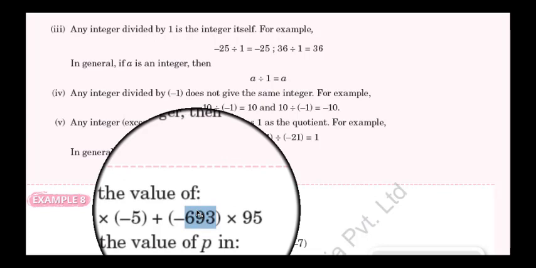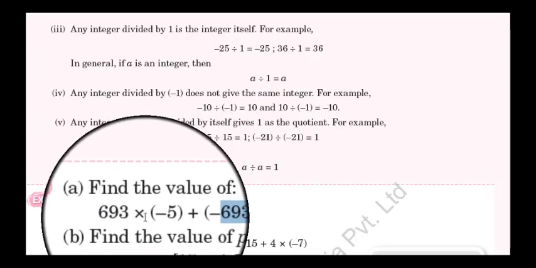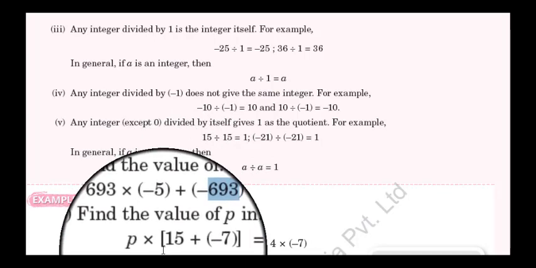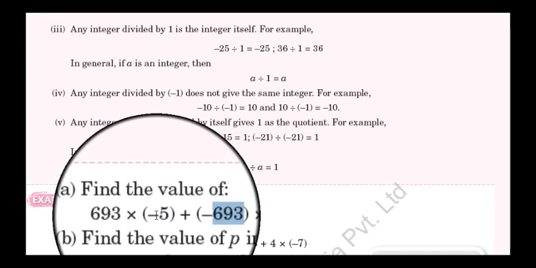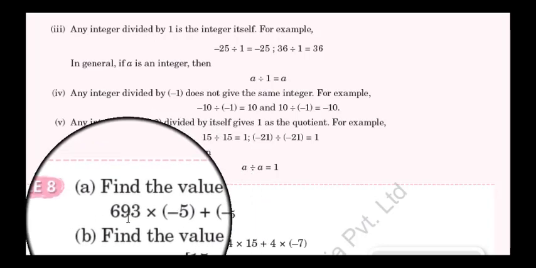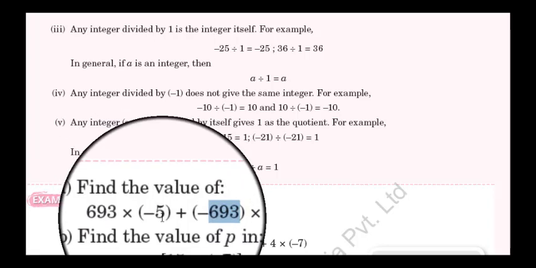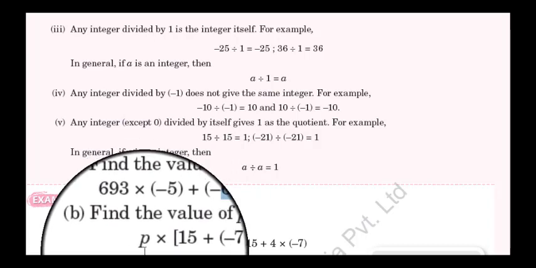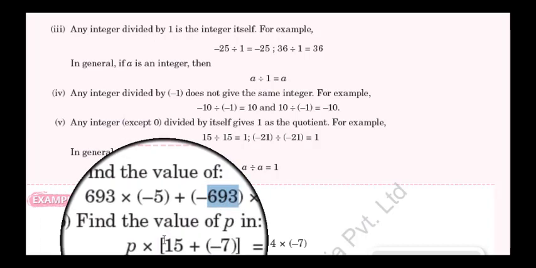Then I will introduce one multiplication sign. Then I will open a square bracket, as you can see here. Then I will write down the remaining two numbers. Since the 693 I have taken outside, 693 will be replaced by 1. So 1 into minus 5 inside the bracket. 693 will be outside the bracket.